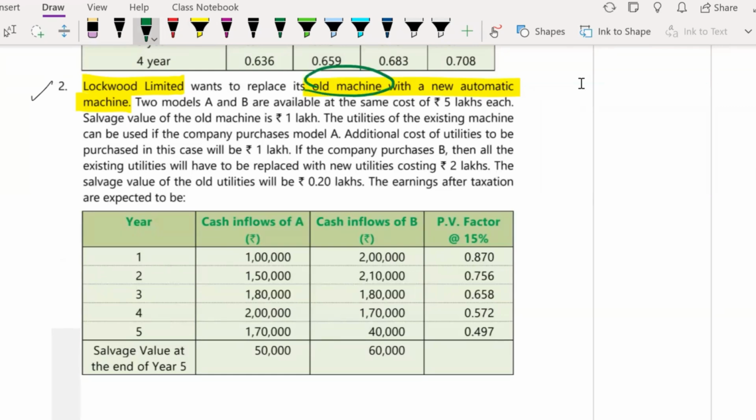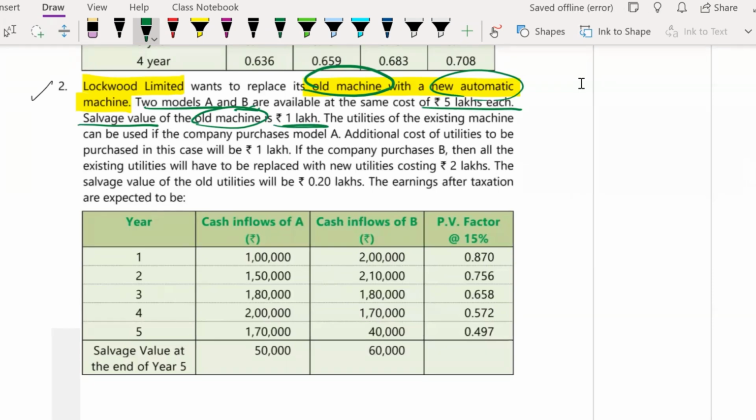Starting question number 2, Lockwood Limited is a company and it is planning to replace its old machine with a new machine. There are two new models which it can buy. Model A and model B are available at the same cost of 5 lakhs. So these two models it can buy at a cost of 5 lakhs each. Salvage value of the old machine: if it sells the old machine, the salvage value is going to be 1 lakh rupees.